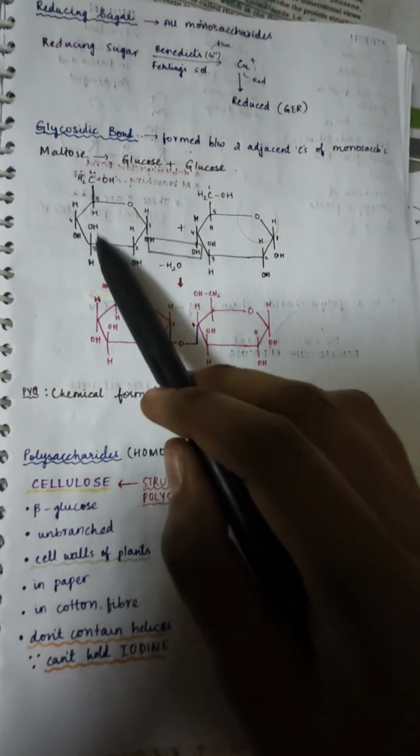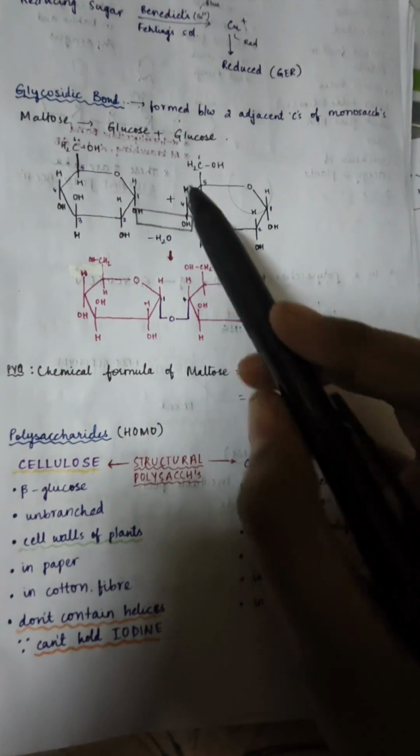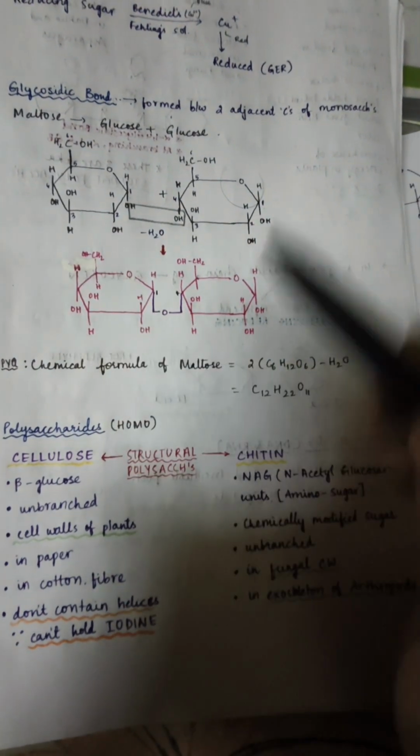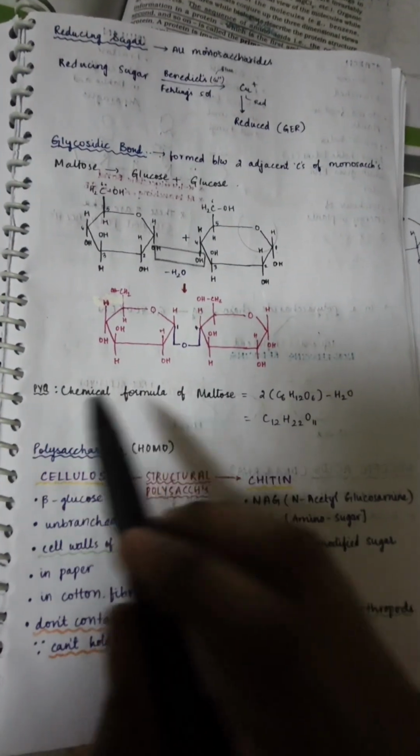As you can see, this is your first glucose, C1, and the second glucose, C4. You're removing an H2O molecule, and you get this. This is your glycosidic bond.